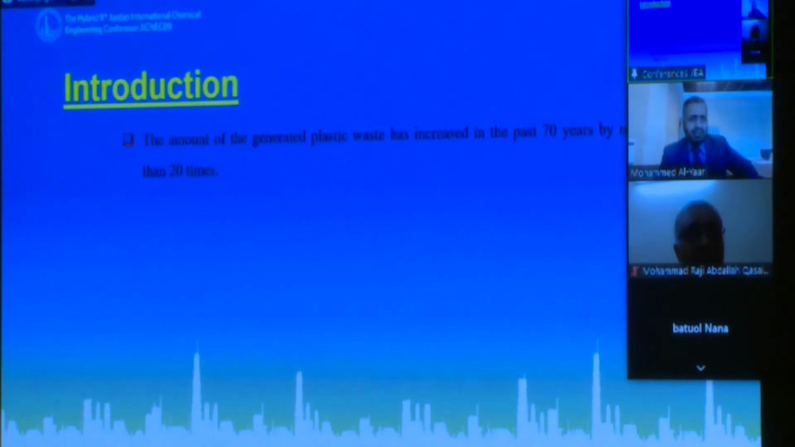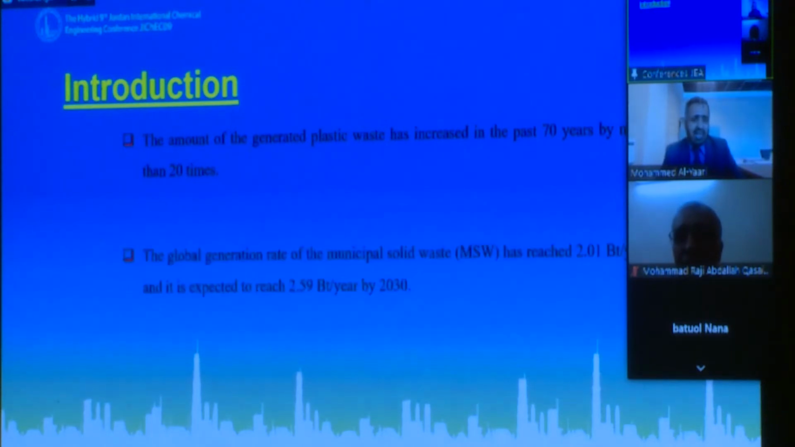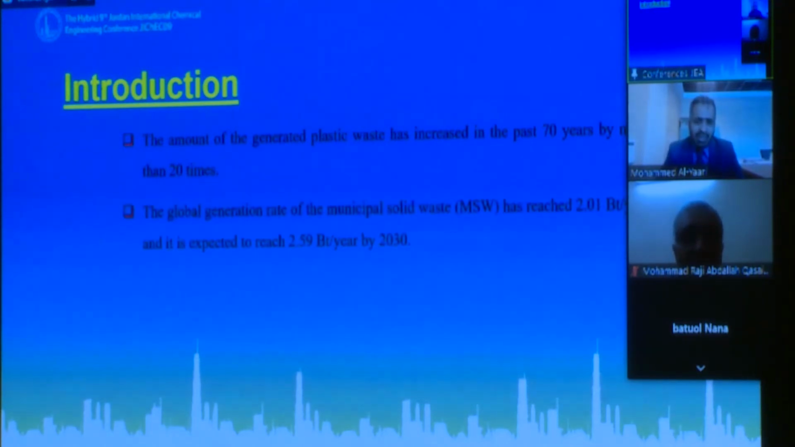As you know, the environment is suffering a lot from the massive amount of plastic that we are unfortunately generating day by day. The amount of generated plastic waste has increased by more than 20 times within only 70 years. And now the rate of generation of municipal solid waste has reached 2 billion tons per year, and it's expected to increase by 30% by 2030.